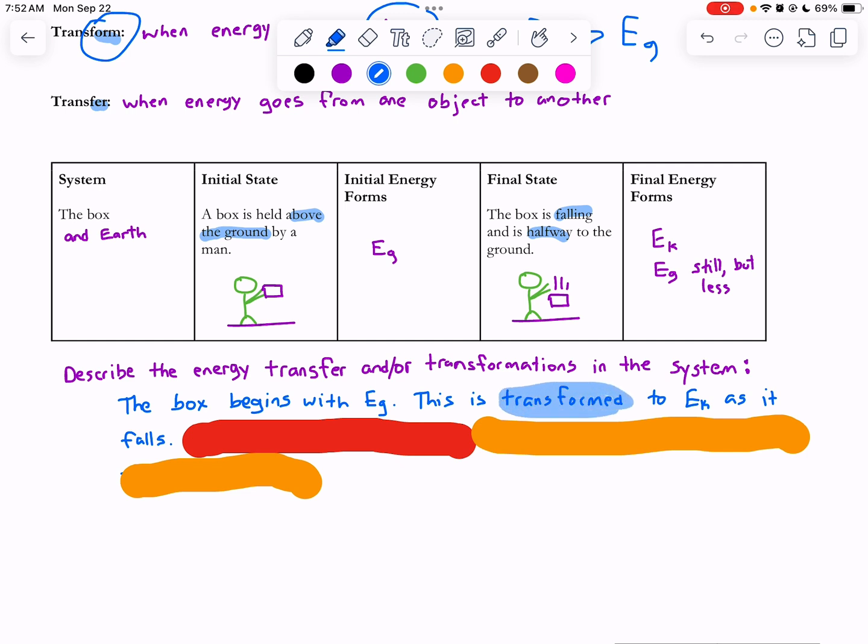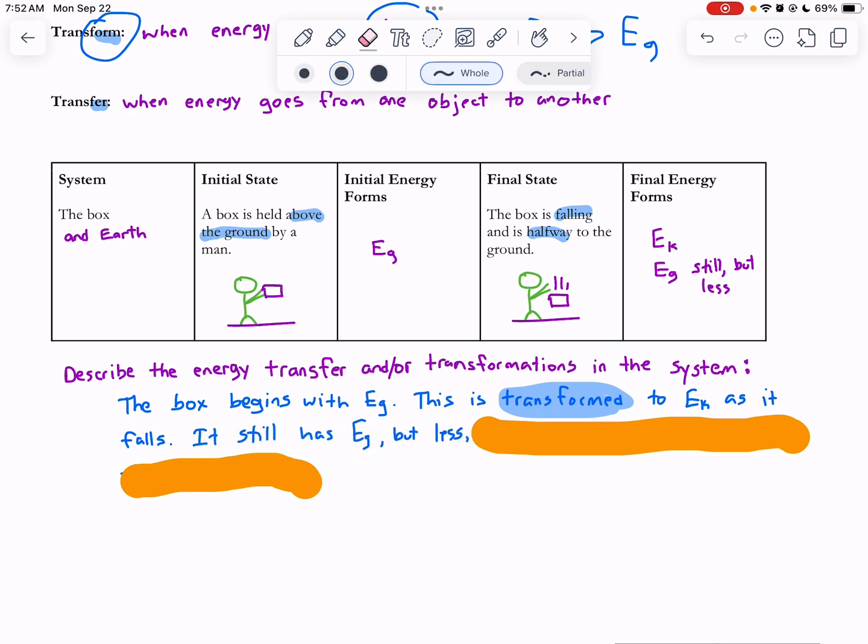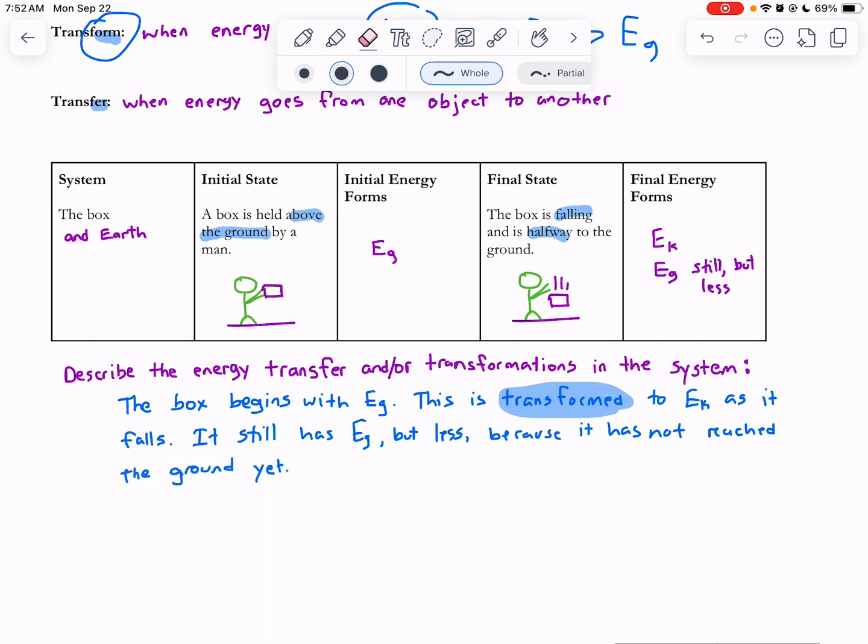because the box is what has the energy. The energy isn't going anywhere else, so it is changing type, not going to another object. It's transformed to kinetic energy as it falls, but it still has some gravitational potential energy. It just has less, and that's because it has not reached the ground yet. And so that is how I would write a statement about what's happening to the energy in my system. I guess there are three sentences there.